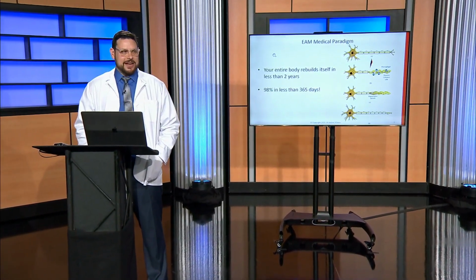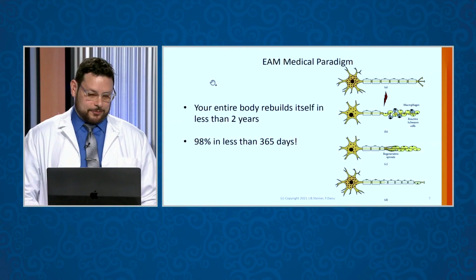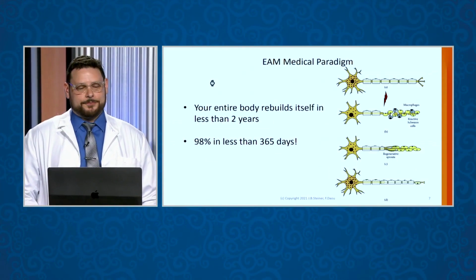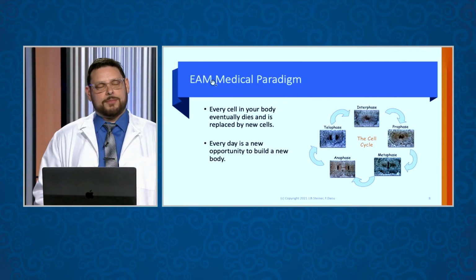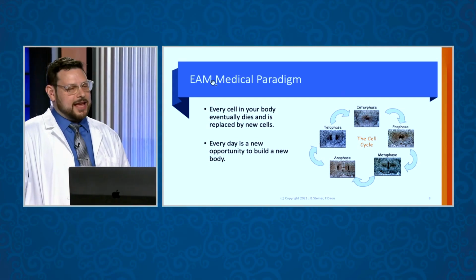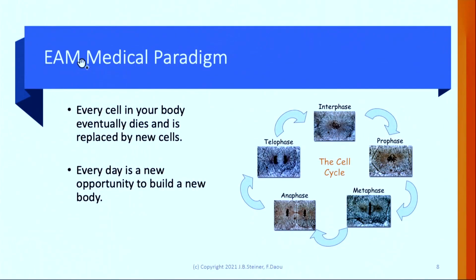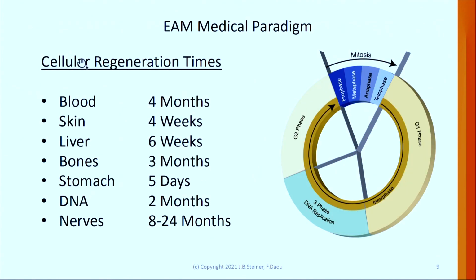Approximately 98% of it rebuilds in less than 365 days. Now, every cell in your body eventually dies and is replaced by new cells. So every day is a new opportunity to build a new body. So here are some cellular regeneration times.